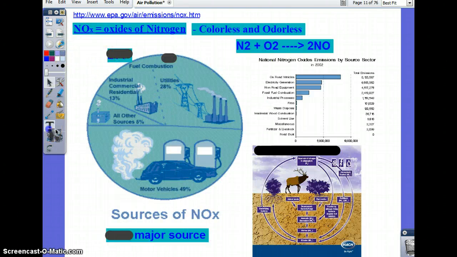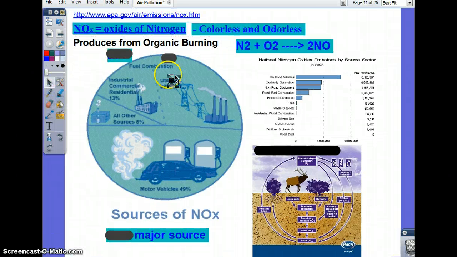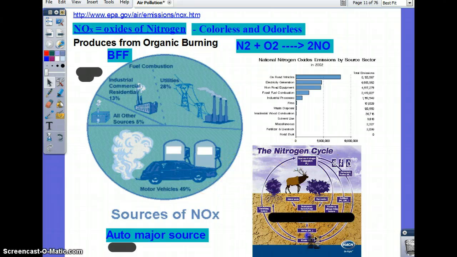Nitrous oxides also are produced from the organic burning. Remember that 96% of your body is composed of CHNOPS, so all these primary pollutants where you see the nitrogen and oxygen, carbon, hydrogen are going to be released through organic burning. Burning fossil fuels is a big contributor to nitrous oxides, and here's the reaction again.